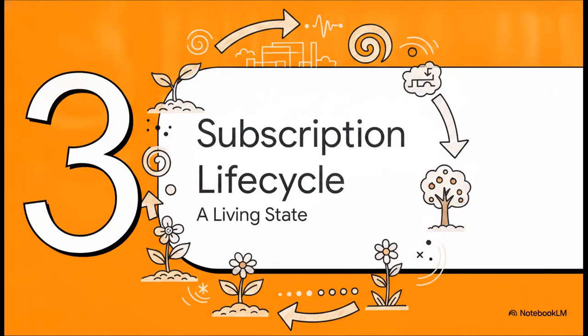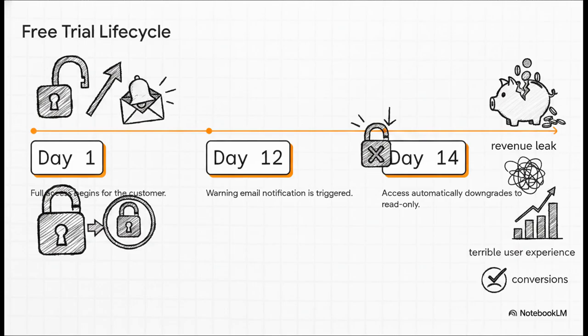Okay, part three, the subscription lifecycle. A subscription in SaaS is almost never just a simple binary active or inactive switch. It's a living, breathing lifecycle. Let's walk through this timeline of a standard 14-day free trial. On day 1, full access begins. Great. By day 12, the architecture triggers a warning notification. Then, by day 14, access downgrades automatically to read-only.